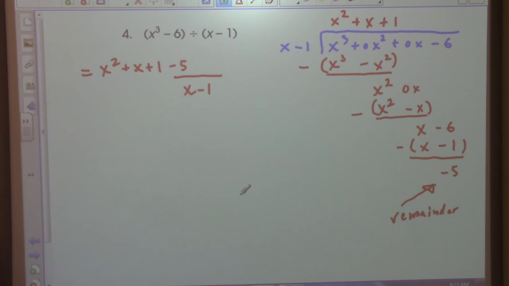Negative 1, right? So if that was x cubed minus 1, then x minus 1 would have been a factor of it, right? Because we would have had a remainder of 0. So if I put negative 1, it'd be... Yeah.